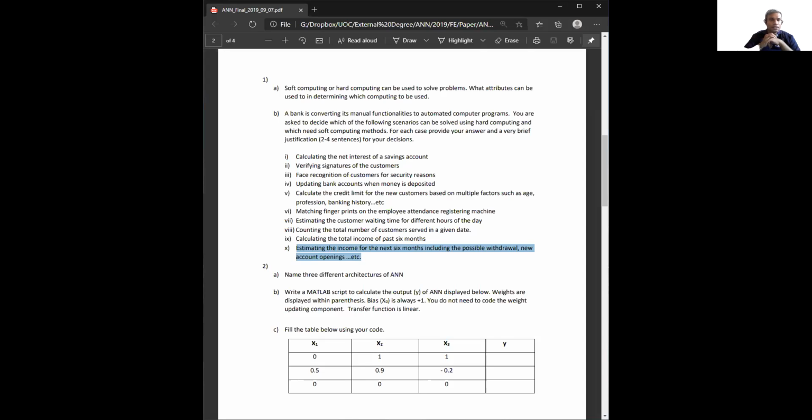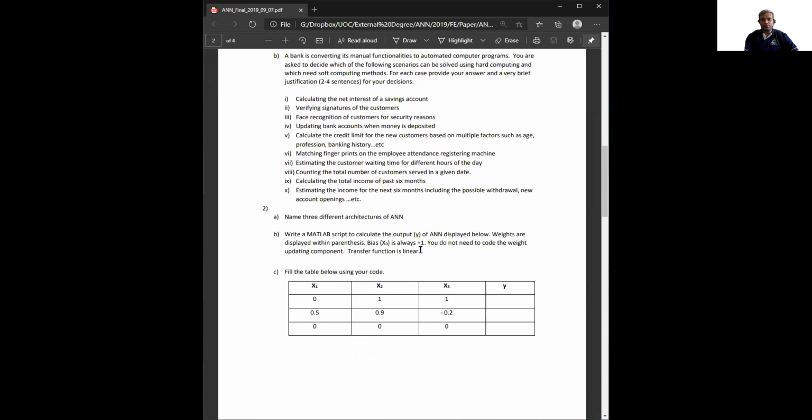Soft computing, yes, because it needs to analyze the trends. Right? Analyze the trends, and so the data is not known, so you have to predict values. So for predicting and things like that, soft computing is needed. We'll move to the second question.